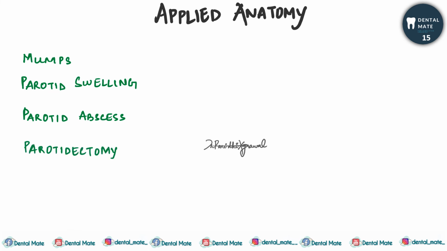Next is the parotidectomy. See, via parotidectomy, one thing we need to remember is the facial nerve, it should always be preserved, and the parotid gland should always be removed in two parts, that is superficial and deep part, so that we can preserve the facial nerve.